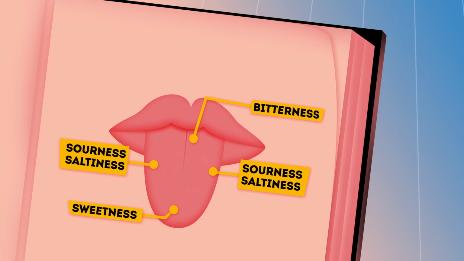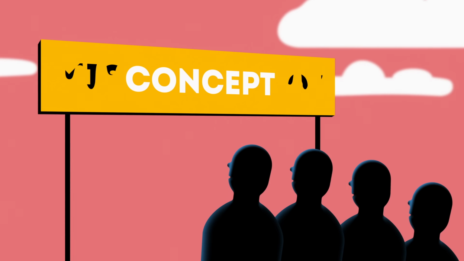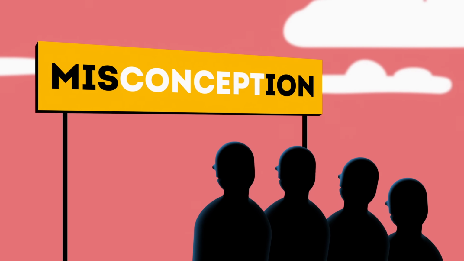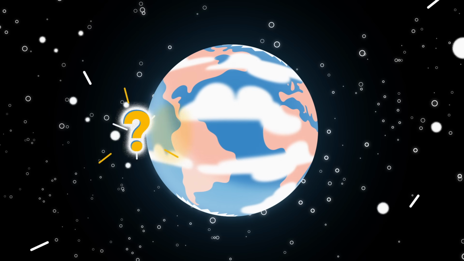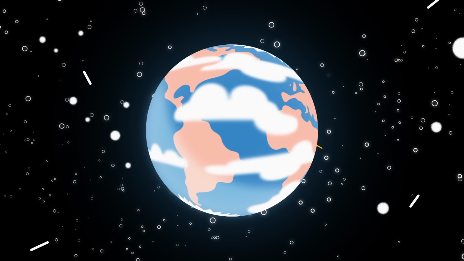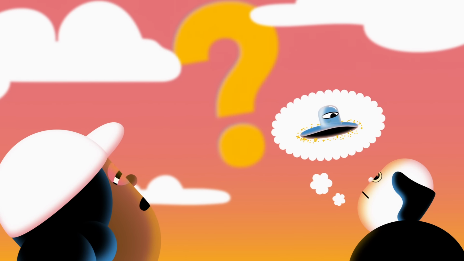Since its invention, the taste map has been published in textbooks and newspapers. The only problem with this map is that it's wrong. In fact, it's not even an accurate representation of what Hänig originally discovered. The tongue map is a common misconception, something widely believed but largely incorrect. So where do misconceptions like this come from, and what makes a fake fact so easy to believe?